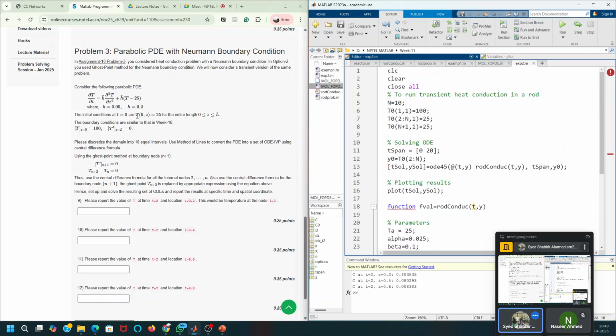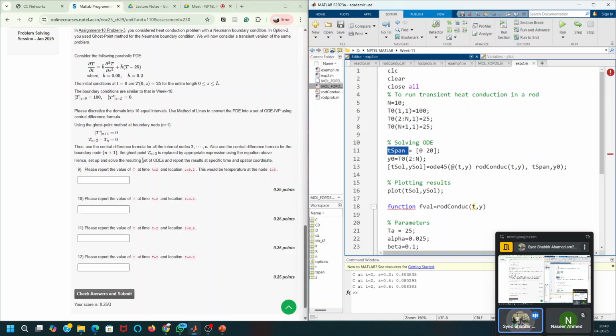Now we have the initial condition. The initial condition is 25 degrees, which is fine. Here also the initial condition at all points from Z equals 0 to L, for the entire length, is 25. Then we have to solve for t equals 2 seconds only. So instead of 20, I'll go from t equals 0 to 2 seconds.